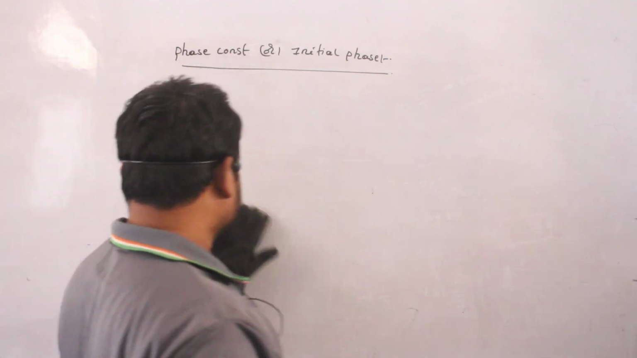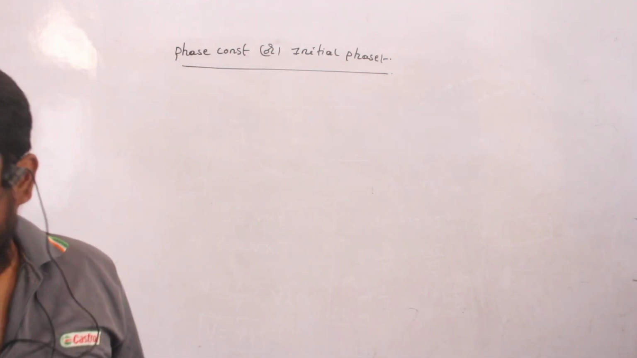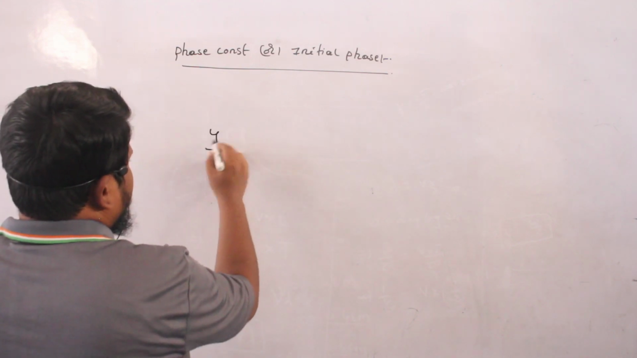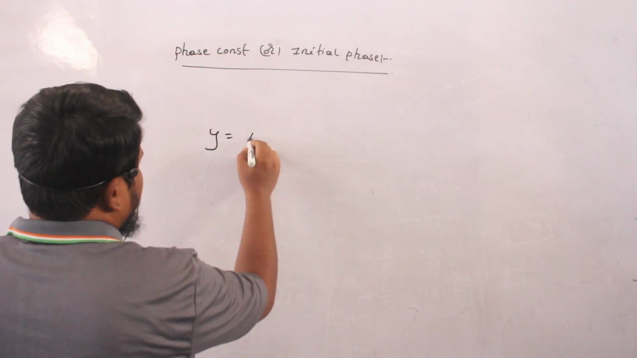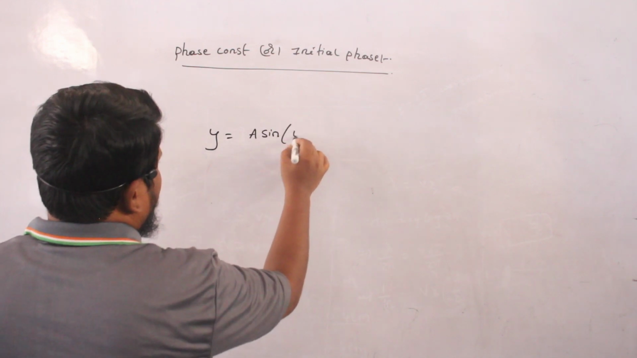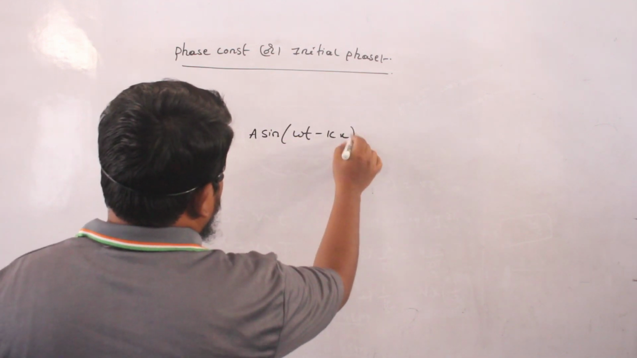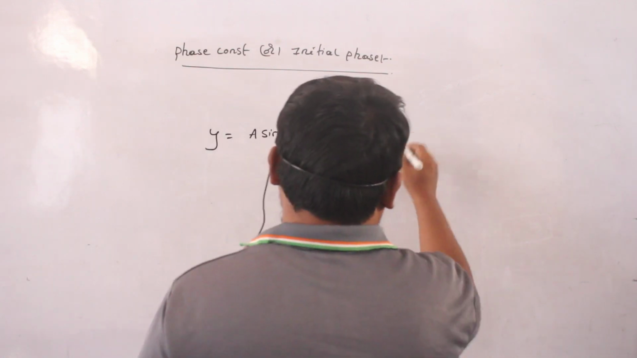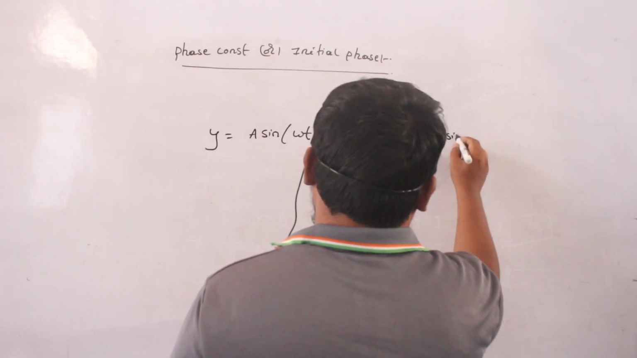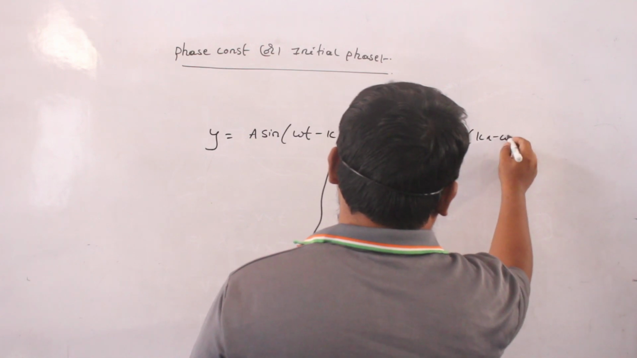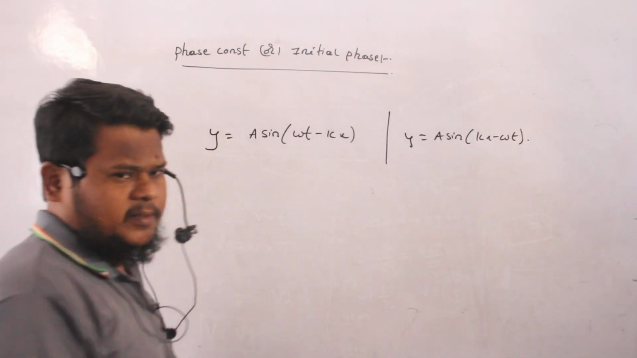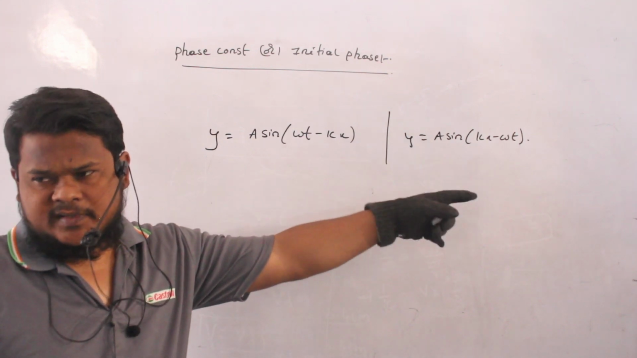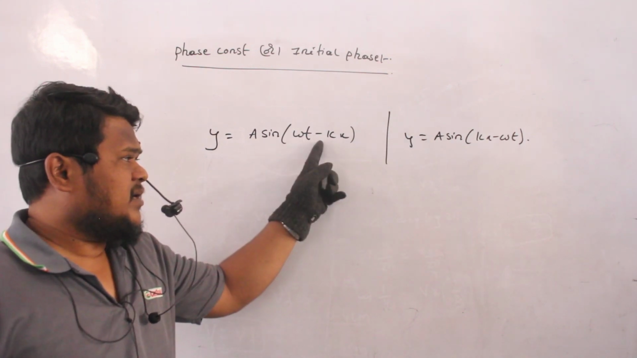Okay, let us see the next concept of phase constant or initial phase. What is the equation of the wave we have written? We have written y is equal to a sine (omega t minus kx). This is one equation which we have already written. The same equation I can write as y is equal to a sine (kx minus omega t) also. Both these equations represent waves which are traveling towards the positive x-axis only.